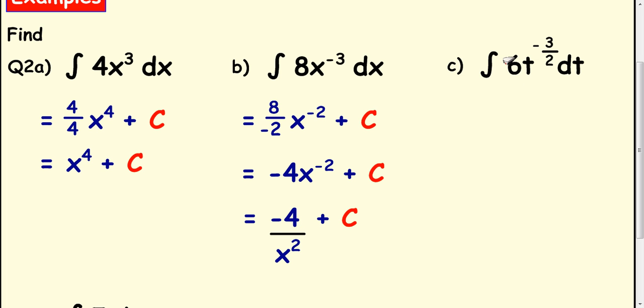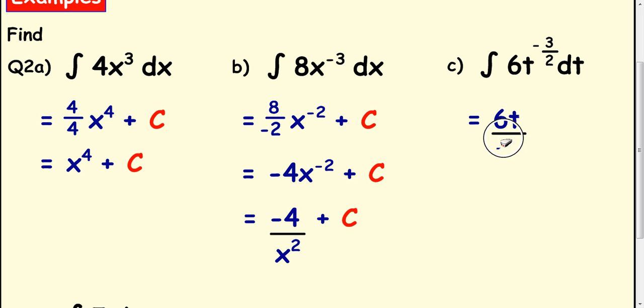Okay, the next example here, integrate 6t to the negative 3 over 2. So when you add 1 to this, we're at negative 1.5 if you like. So you can think of it as that, or you can think negative 3 over 2 plus 2 over 2, because that would be equivalent of 1. So that will go to negative 1/2.